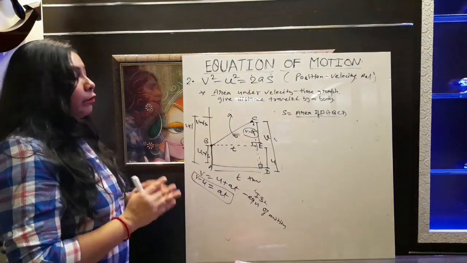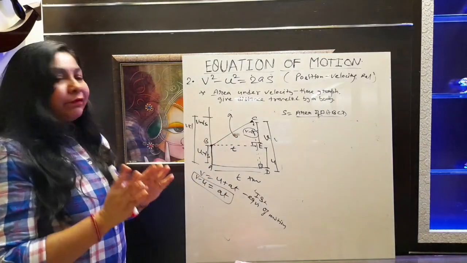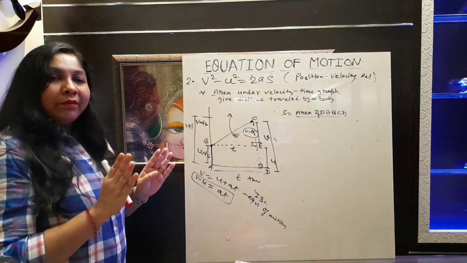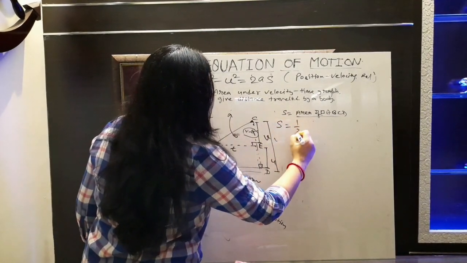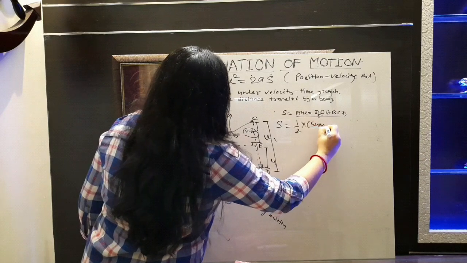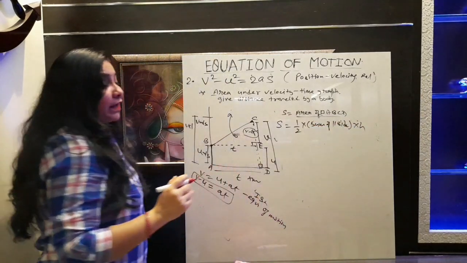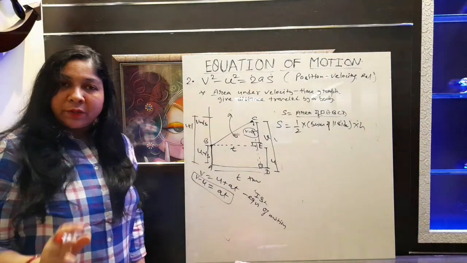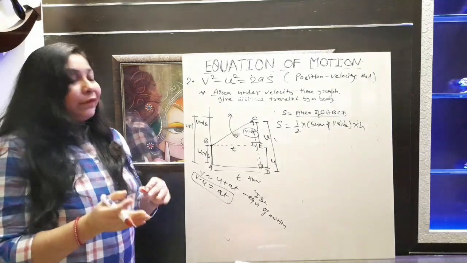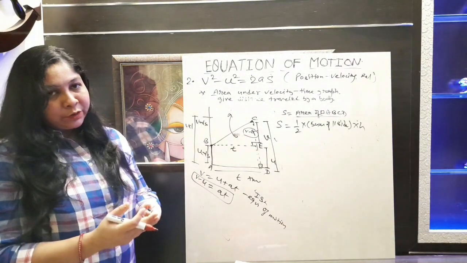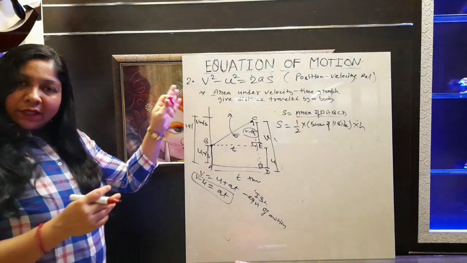So this time we will not split it into rectangle and triangle. This time we will use the area of trapezium formula. So what is the area of trapezium? It is half into sum of parallel sides into height. Listen, we are using the same graph, so the area will also remain the same, but to find that area we can use a different formula. So by using a different formula you will get a different equation.